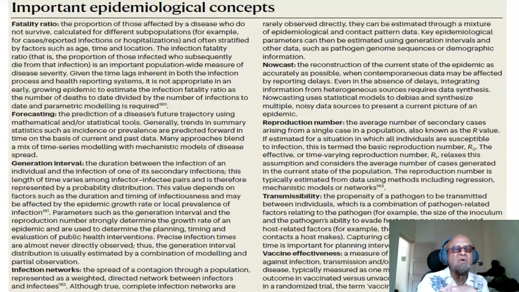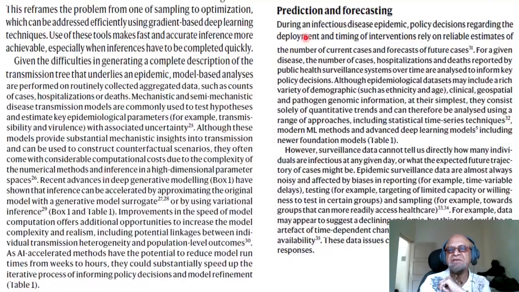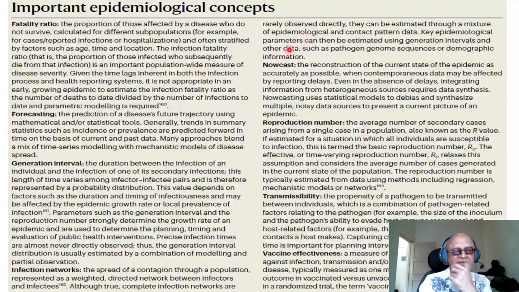Okay, what are the important epidemiological concepts? Let's not read all of this. Fatality ratio, obviously, is the proportion of those affected by a disease who do not survive. It's done for different subpopulations. Forecasting, we know what that means: the prediction of a disease's future trajectory using mathematical and/or statistical tools. So they are saying forecasting is prediction, so they are not distinguishing, even though the header here said predictions and forecasting for whatever reason.